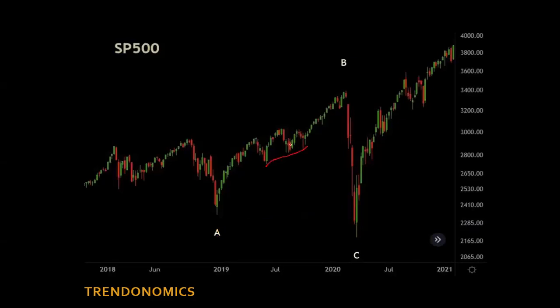Yes, this was the running triangle over here where we went above the starting point of wave A. This is a triangle A, B, C, D, and E. And we could spot that wave B went higher than the starting point of wave A. And waves C and E are shorter than wave B.